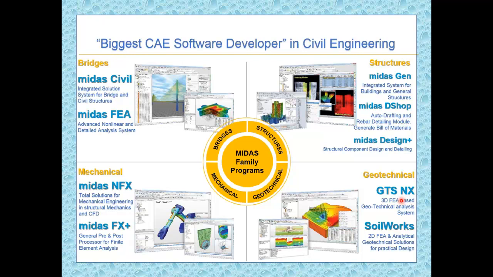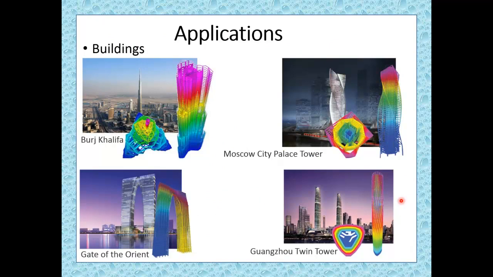Let's look at some applications for the soil structure interaction. As you can see over here, these are the applications of Midas Gen. Burj Khalifa used Midas Gen for column shortening analysis. Then for a complete analysis and design of Moscow City Palace Tower, Midas Gen was used, as well as Gate of Orient, and further there is Gangsa Twin Tower.